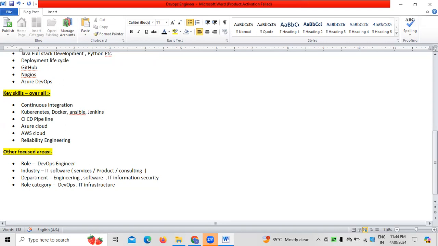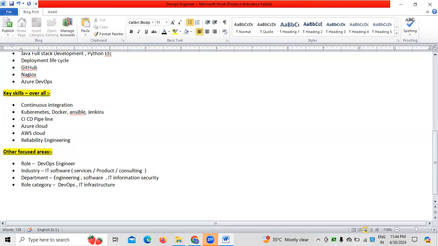Now, when it comes to the focused areas when we are applying for opportunities, normally DevOps engineer roles will be there in the industry. Industry means IT services, either service industry or product or consulting companies. And from the departments, most of the job opportunities lie on the software and information security side, and at the same time on the engineering side as well.